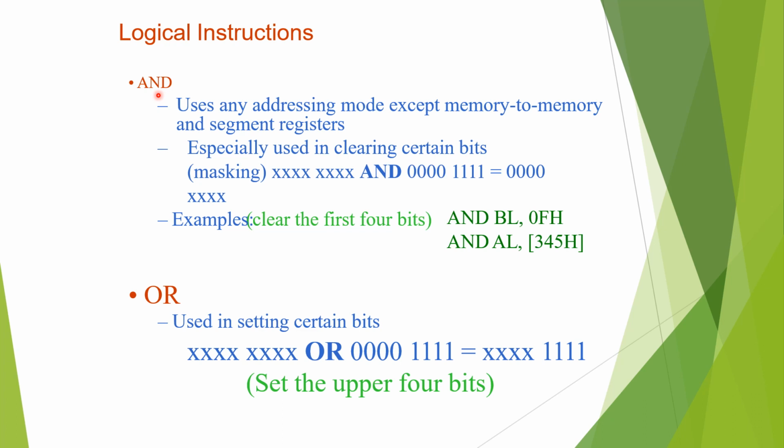The first instruction is the AND instruction. The AND instruction can be used in any addressing mode except memory to memory and segment register addressing. AND is majorly used for clearing certain bits, because the AND operation is logical multiplication. For multiplication, only if both inputs are high will the output be high. If at least one of the inputs is low, the output is always low. Based upon this logic, we can use it for clearing certain bits.